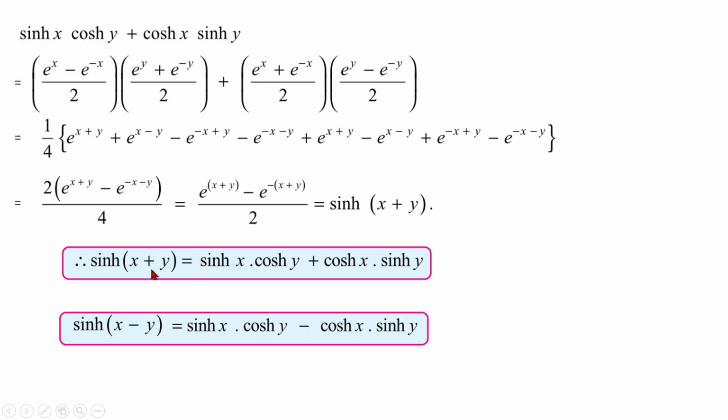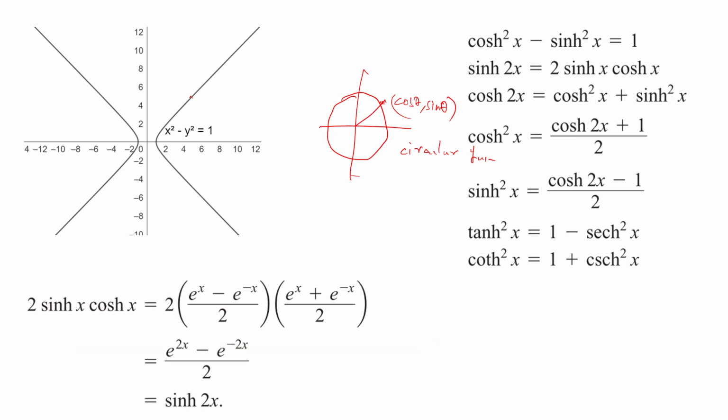Now, similarly, if you replace y with minus y, what we'll get? Cosh y is anyway an even function, so you'll get this cosh y, whereas sinh y is an odd function, that's why you're getting minus. You're getting this, no? So now what we are trying to do is get this cosh square minus sinh square equals 1.